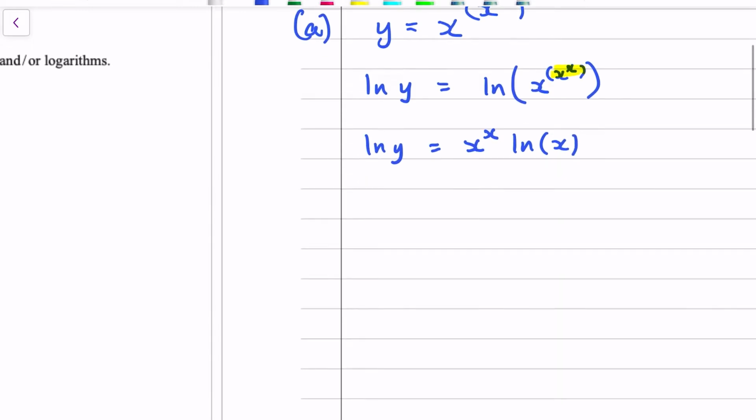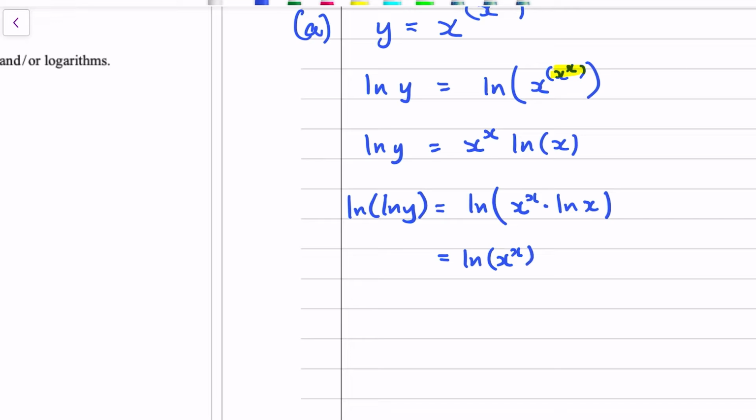At this stage, I could implicitly differentiate, or I could take logs again. But I'm just going to differentiate at this point. If I took logs again, I've got log of x to the x times ln x, and I can use the log of a times b rule to split this into log of x to the x plus log of ln x, and then do the same thing and bring the power down. But that is unnecessary, although it would work. At this point, I'm just going to differentiate the whole expression implicitly.